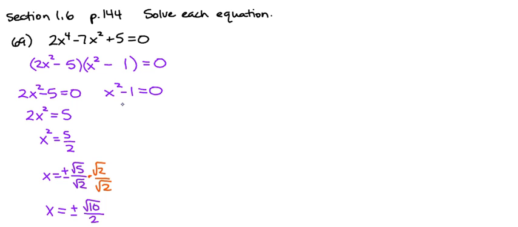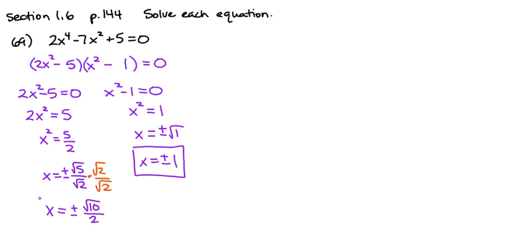And then going back to the second equation, we can add 1 to both sides and square root both sides. That gives us plus or minus square root 1. Well, square root 1 is just 1, so that gives us plus or minus 1. So we have 4 answers, and we use the technique of factoring.